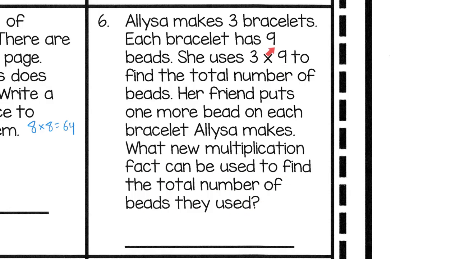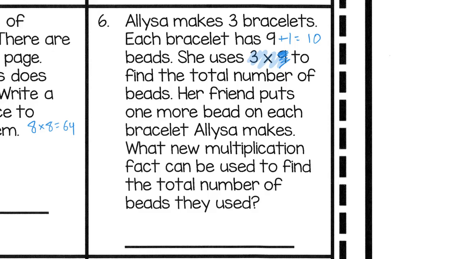So we changed this here, okay? The original one said 3 times 9, but her friend puts 1 more bead on each bracelet. Now, we're not increasing the number of bracelets. There's still 3 bracelets. We're just increasing the number of beads on each bracelet. And if you remember, we said there was 9 on a bracelet. Well, if I add 1 more to 9, I can write that over here. There's my 9 plus 1. Well, that would give me 10 beads per bracelet. So this 9 would have to change.